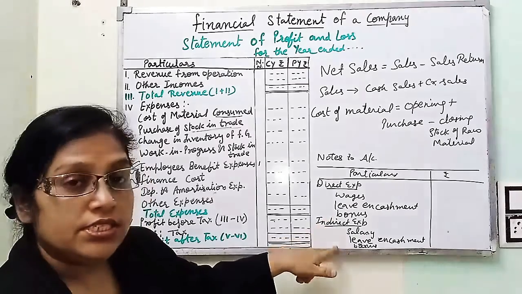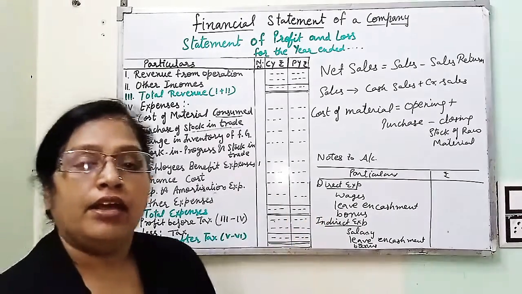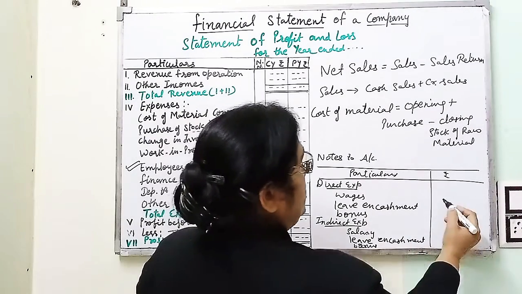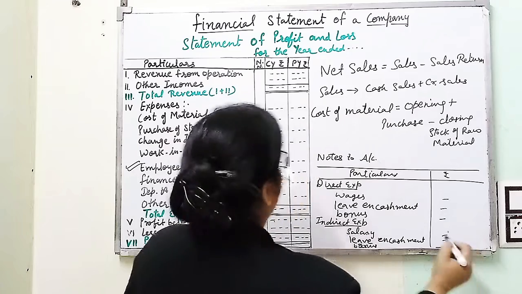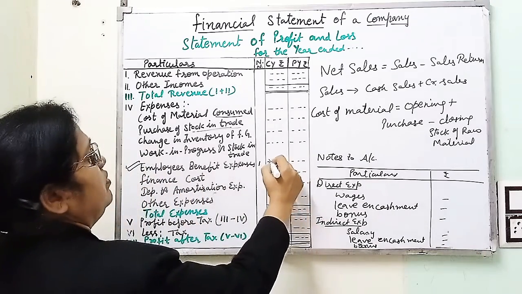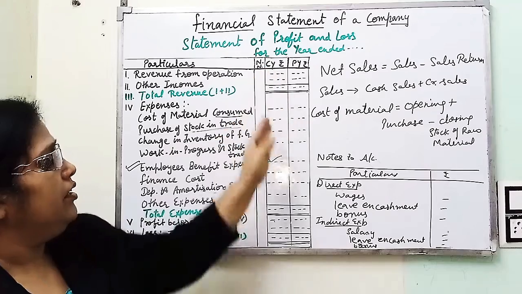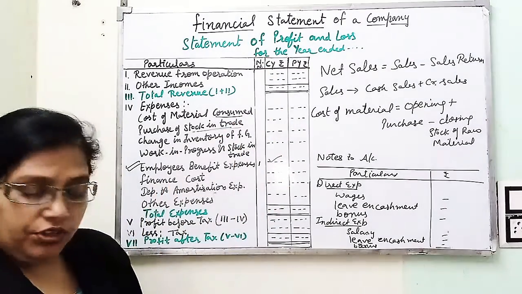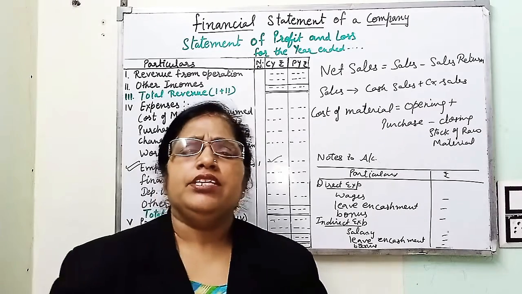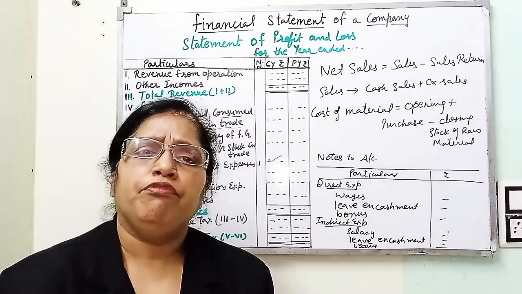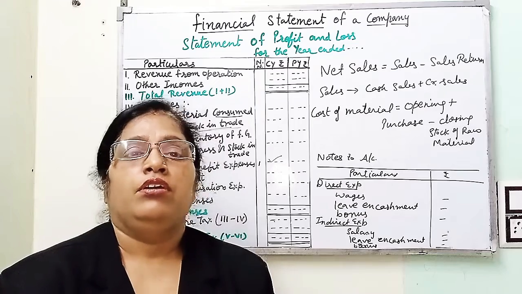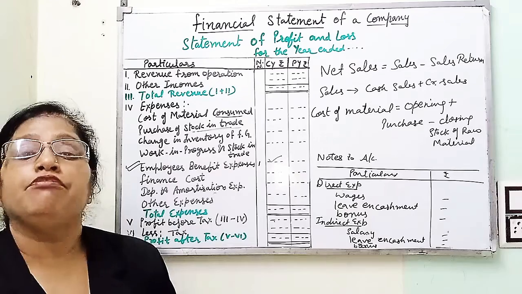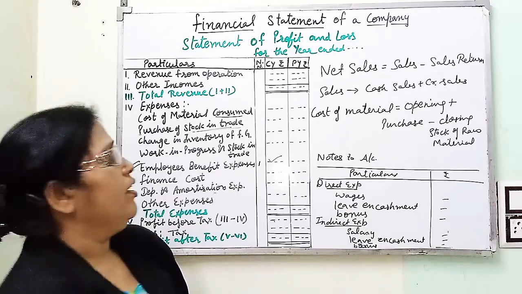In the same way, bonus can be treated as direct expense or indirect expense. But the total amount of all these expenses has to be written here as current year's amount in rupees. Next is finance cost. What do you mean by finance cost? Finance cost means the amount which is spent for taking loan, advances, means it is the amount which is spent for raising funds for the company.